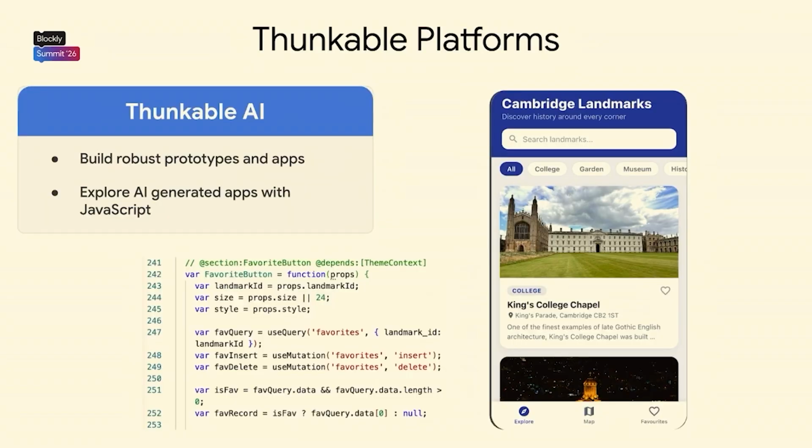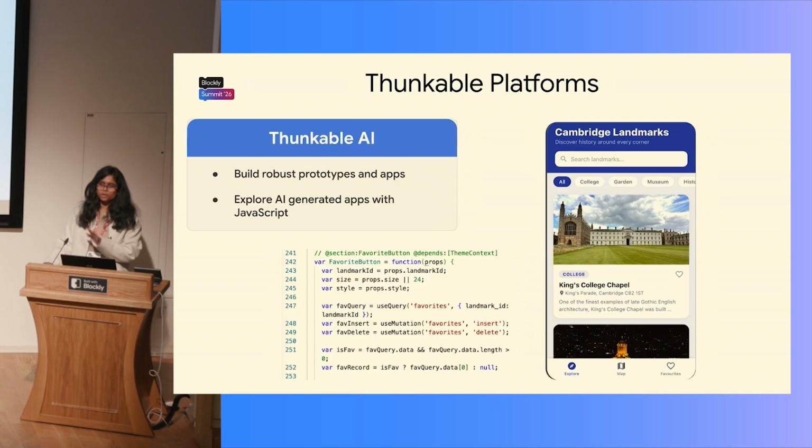So whatever your choices are, whatever your preferences are according to who is using it, you can choose Thunkable AI if you want to build robust prototypes and apps, or you want your students to create AI-generated apps with JavaScript, so they get a knowledge of JavaScript as well.